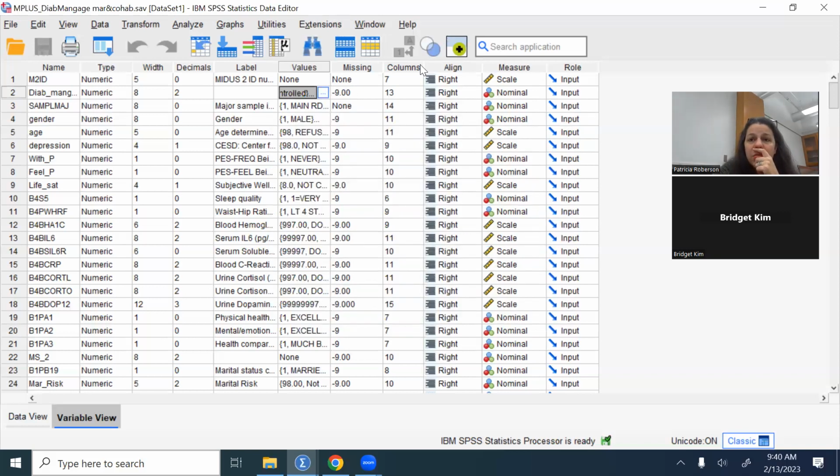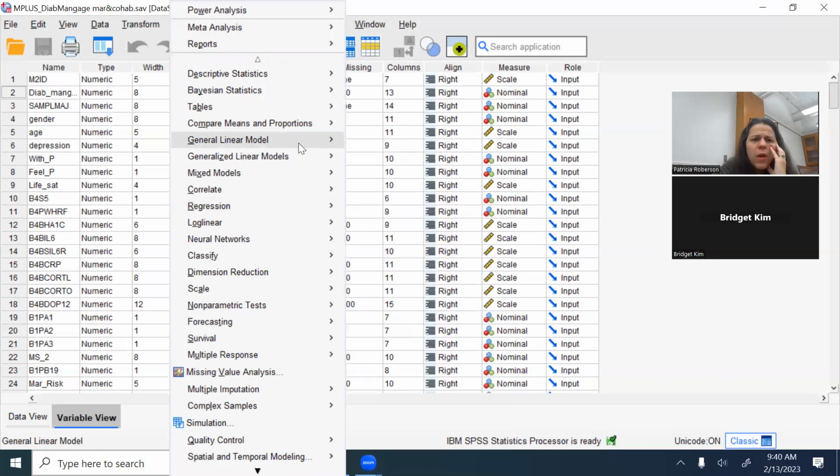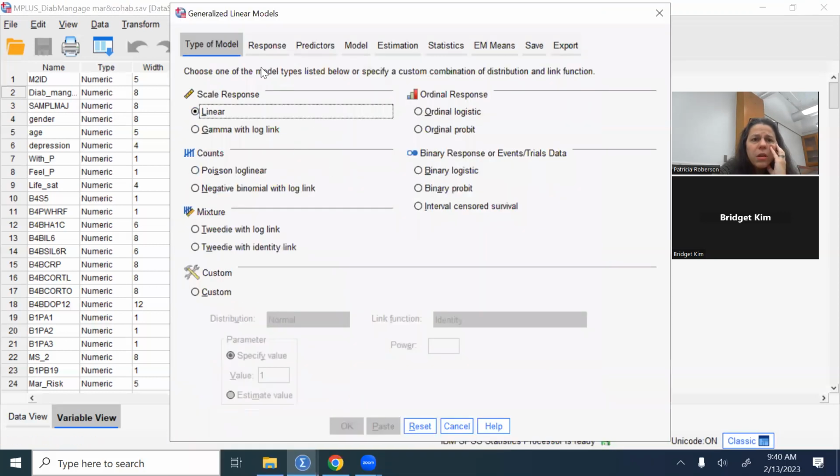So to get to multinomial logistic regression, I have to move the bar up at the top first. That's not part of the official steps. It's just what I have to do. Go to regression, multinomial logistic regression. There is a way to do it also in the generalized linear model.